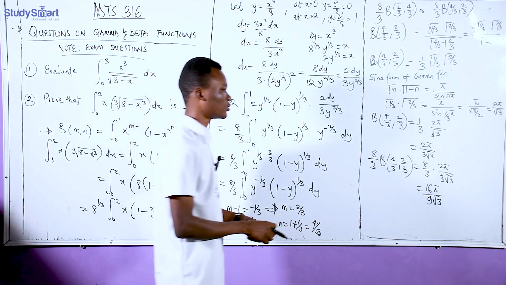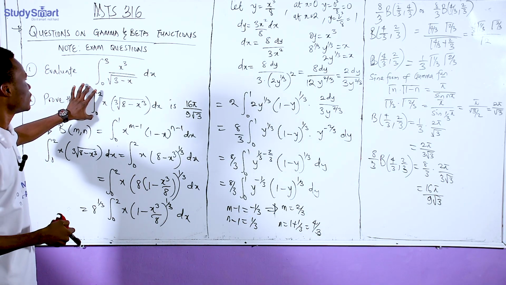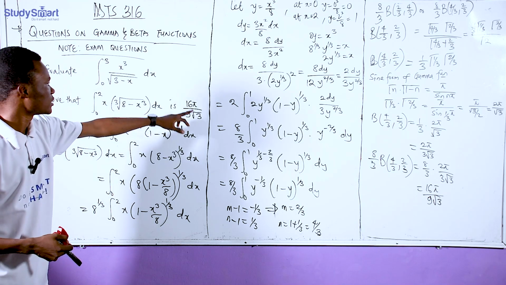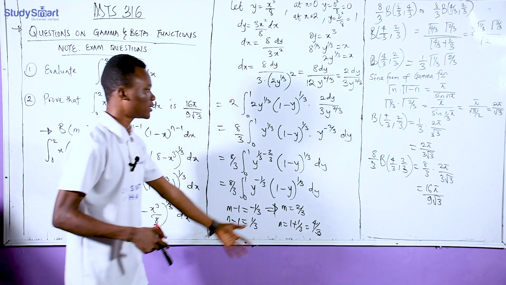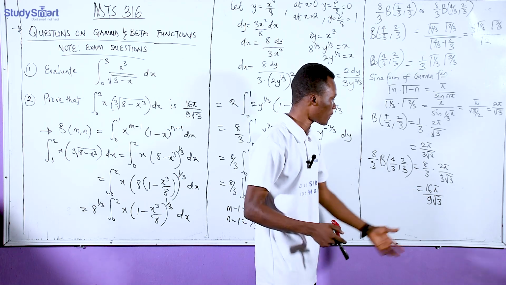Okay, and this is the solution for what we are asked to prove. We're asked to prove that this integral now is equal to 16 pi over 9 root 3, and you can see that we've proved it that it is equal to 16 pi over 9 root 3.